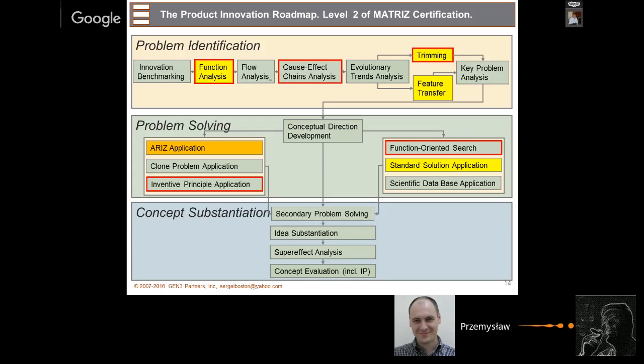And the third claim to fame of ARIZ is the ability to find new physical contradictions, because we find those contradictions about the resources. That's why ARIZ usually finds these new physical contradictions, which result in many more new ideas.